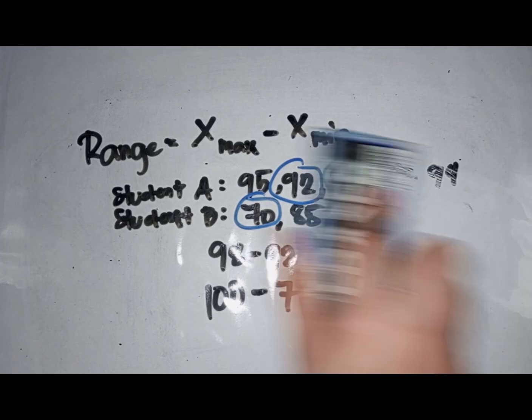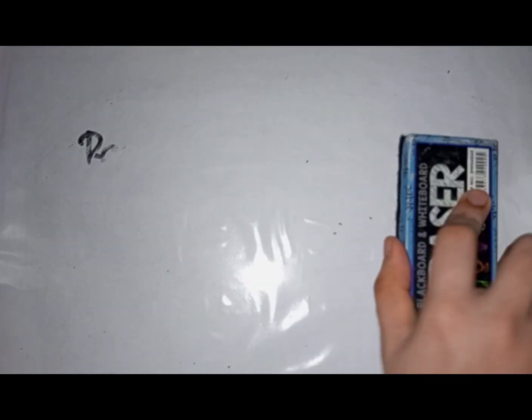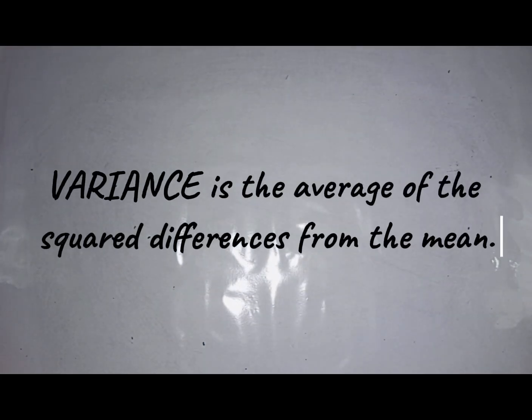To get a more complete picture, we need variance. So variance is the average of the squared differences from the mean. It tells us how spread out the data is, but its units are squared, which can be a bit tricky to interpret.